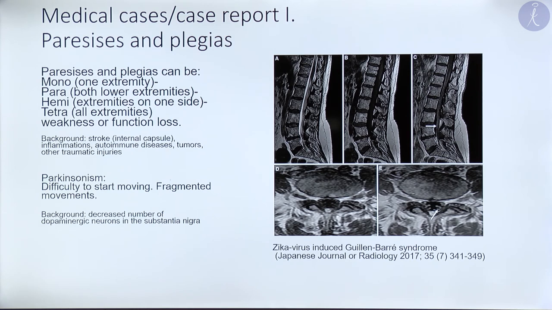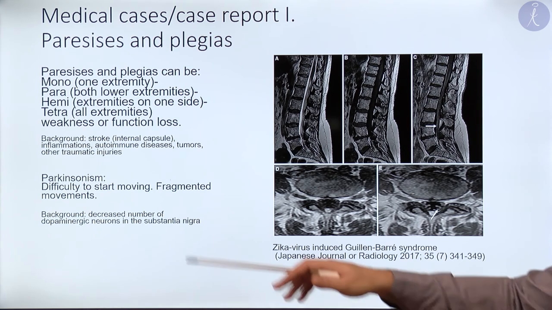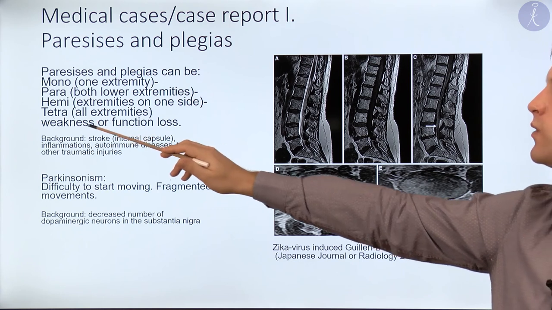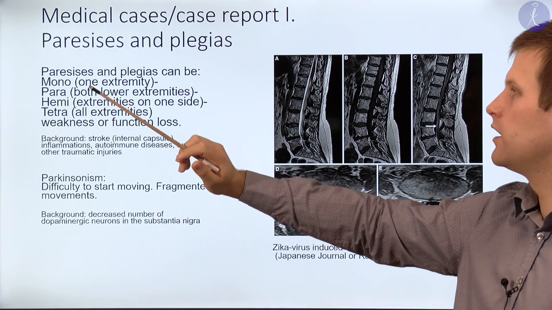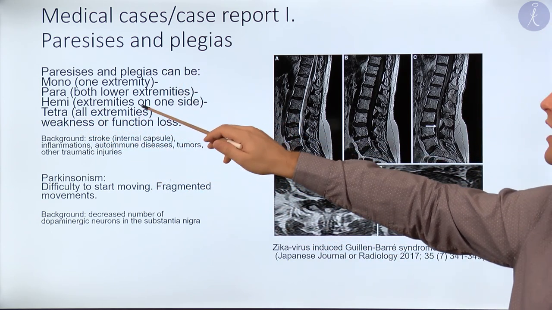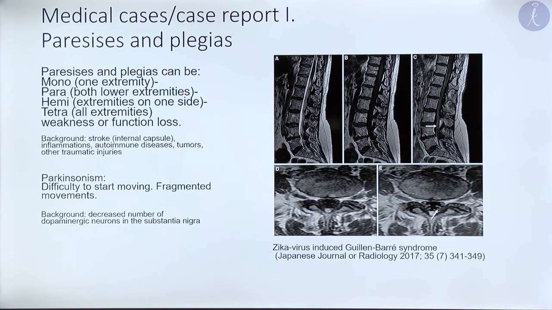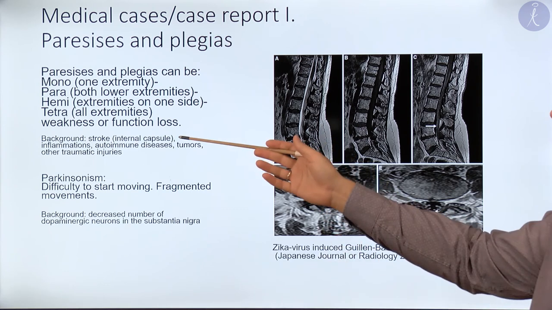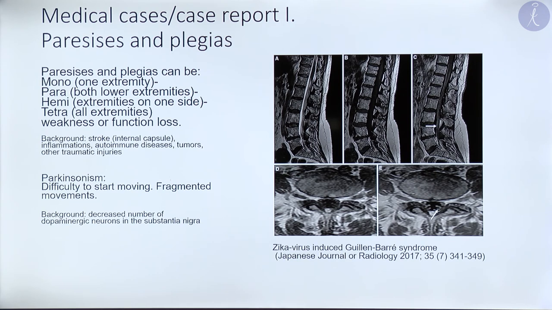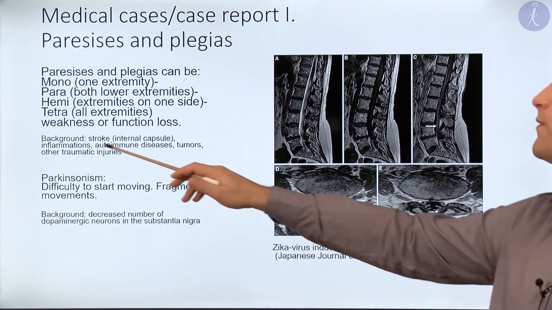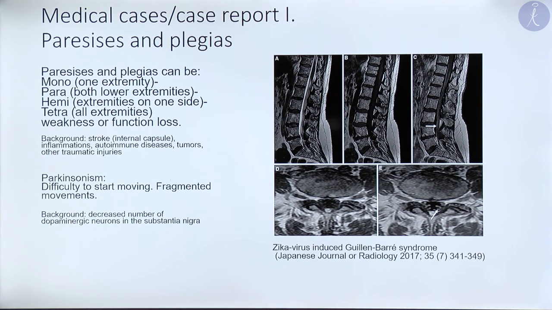And finally, let's see some medical cases or case reports. But we should know, usually the symptoms of dysfunction or loss of function are paresis or plegias. One is total function loss, one is weakness. This weakness could affect just one extremity, both lower extremities, one side, both extremities, or all extremities of the body, which in this case usually involves the trunk as well. The causes of these plegias and paresis could be stroke, especially at internal capsule level. So when I showed and introduced the corticospinal and corticonuclear tracts, if we have a stroke, the contralateral side of the body will totally become palsy.